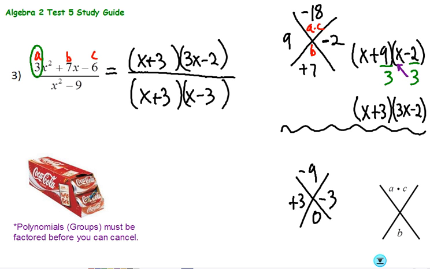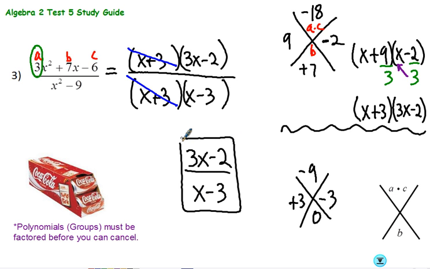So again, it's a package deal. You have to cancel them as groups, not as individuals, but as groups. So what I see is there's a group of x plus 3 and a group of x plus 3 that are the same. So I can cancel those. And then what's left over would be, I'm just going to come underneath here, 3x minus 2 over x minus 3. And you notice I left the parentheses off. You can leave them on there, leave them off. It doesn't make a difference. It ends up being the same thing.